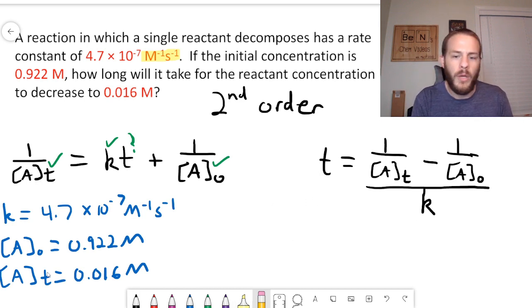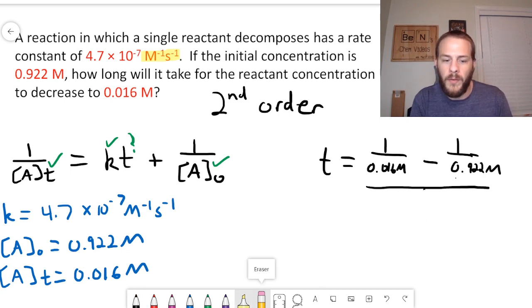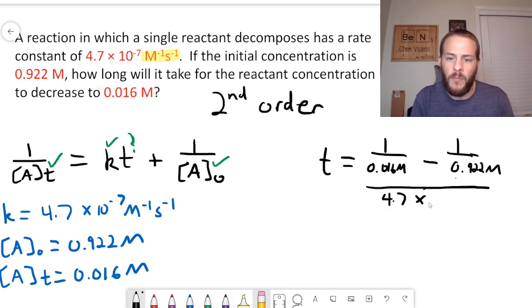So 1 over the concentration of A at time t, that's going to be 1 over 0.016 molar. Then the initial concentration, we're going to plug in that value, 0.922 molar. And then finally, our k value over here in the denominator of this whole thing is going to be 4.7 times 10 to the minus 7 inverse molar, inverse seconds.